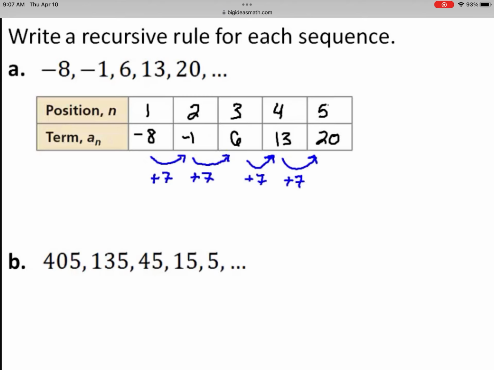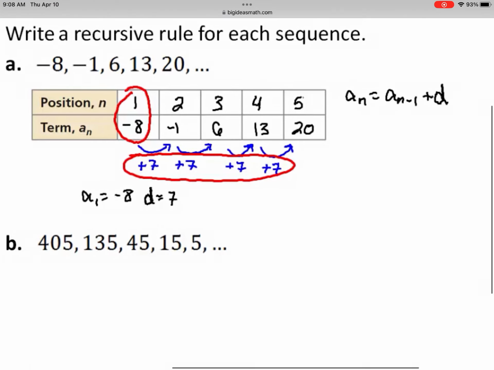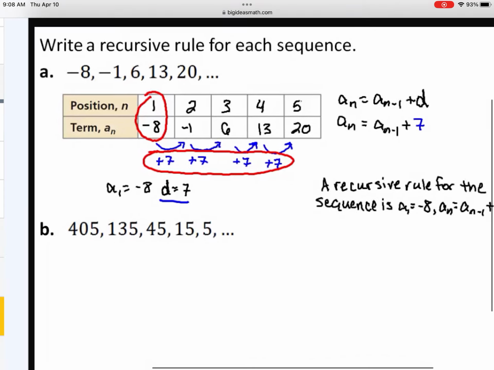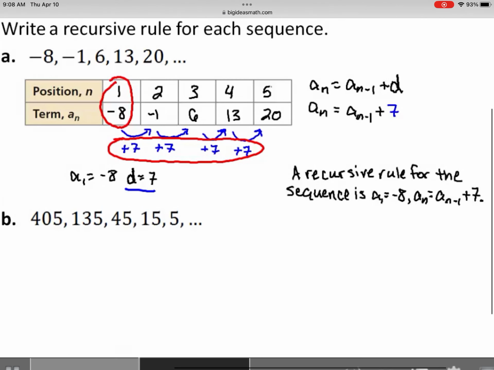So the sequence is arithmetic with first term A sub 1 equals negative 8 and common difference D equals 7. The recursive equation for an arithmetic sequence is A sub n equals A sub n minus 1 plus D. To find the recursive equation for this sequence, substitute 7 for D. So a recursive rule for the sequence is A sub 1 equals negative 8, A sub n equals A sub n minus 1 plus 7.